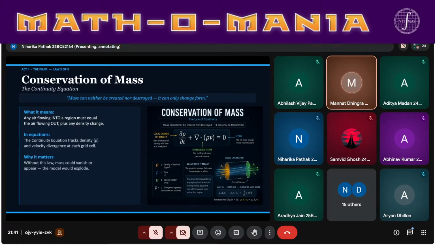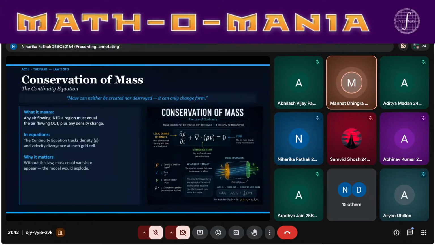So in this image, as the formula mentioned, it is ∂ρ/∂t plus ∇ · (ρv) equals zero. Now I'll explain the terms individually. ∂ρ/∂t is basically the change in density with respect to time, but at a fixed point. Plus the del operator, which is also the divergence operator, into ρv. Rho is the density of the fluid, and v is the velocity vector, which is equal to zero.